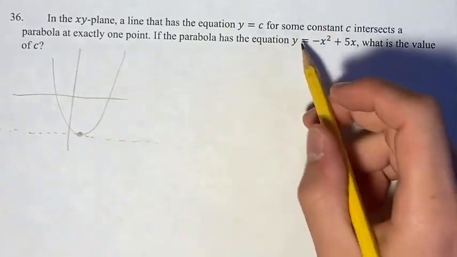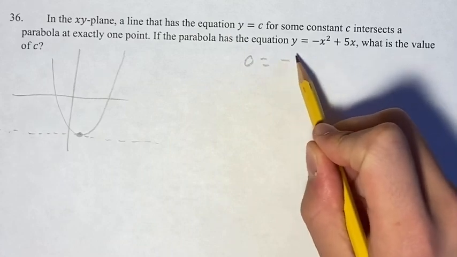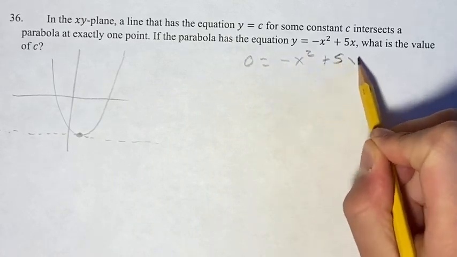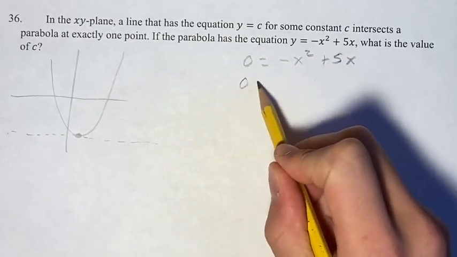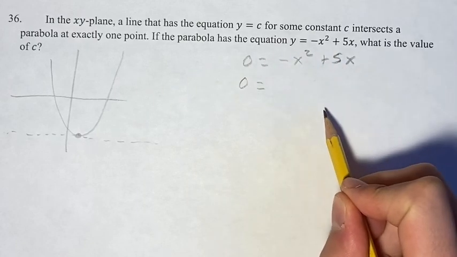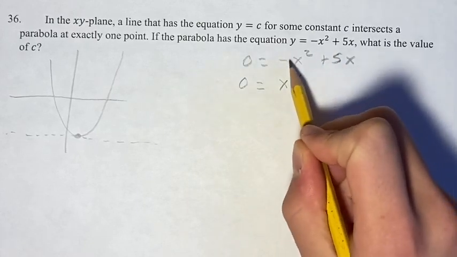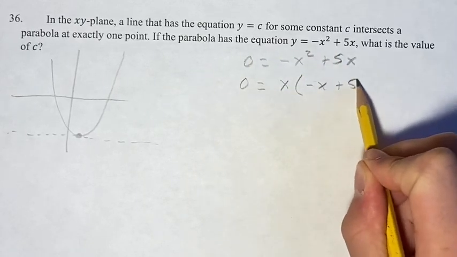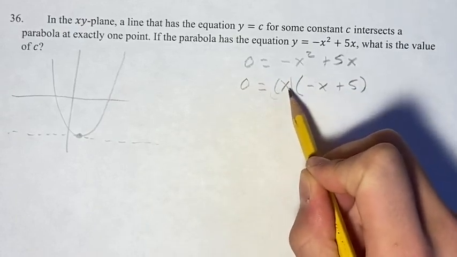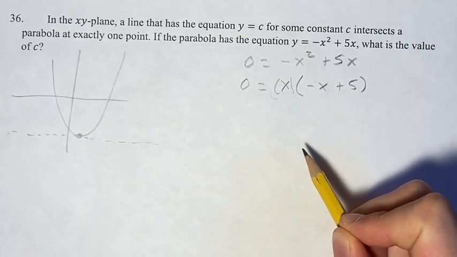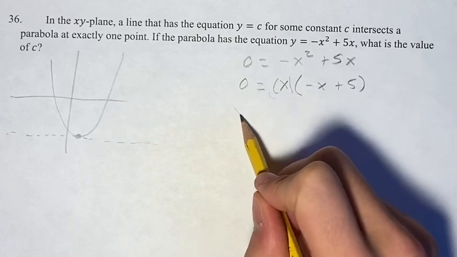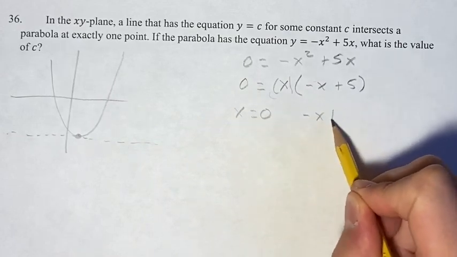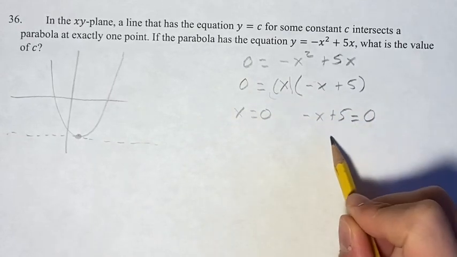when y is 0, so plugging in 0 for y, we have 0 is equal to negative x squared plus 5x. 0 is equal to, pulling out an x from both of these, x times negative x plus 5. For this product to be equal to 0, either x has to be equal to 0 or negative x plus 5 has to be equal to 0.